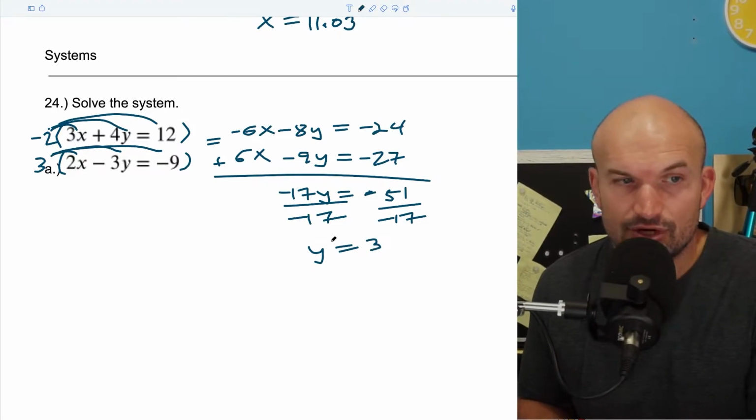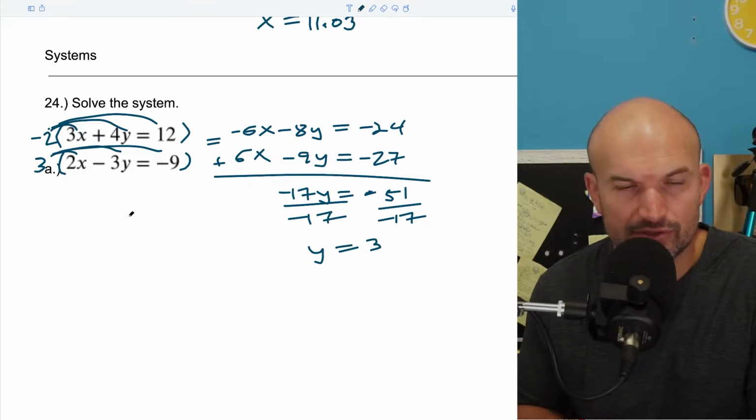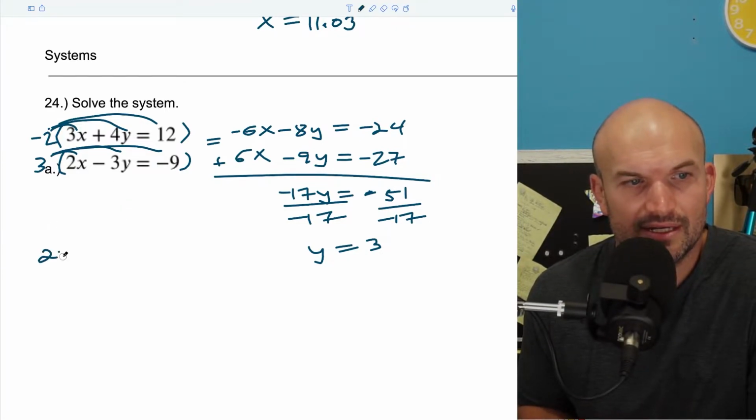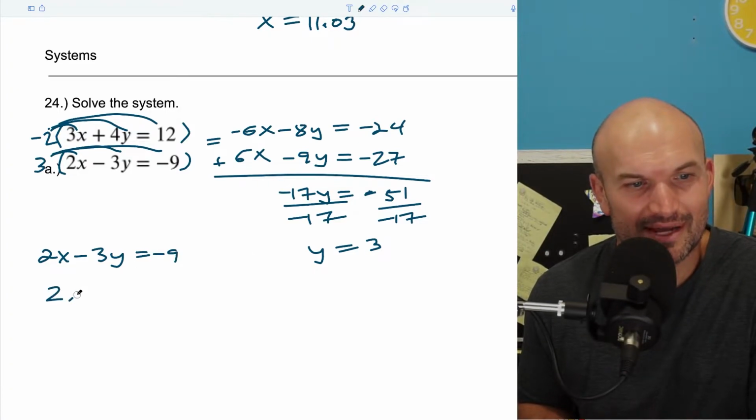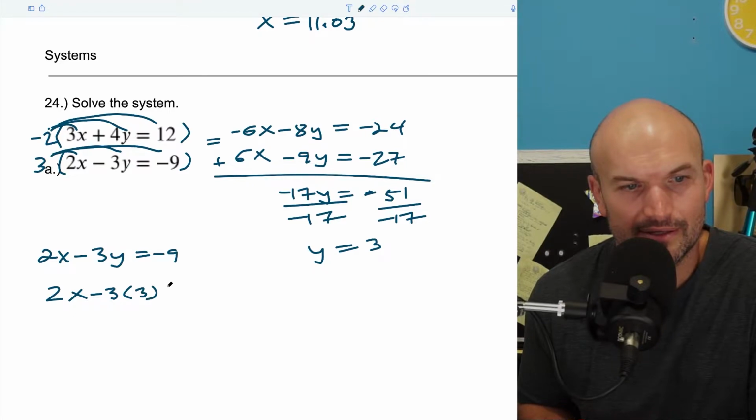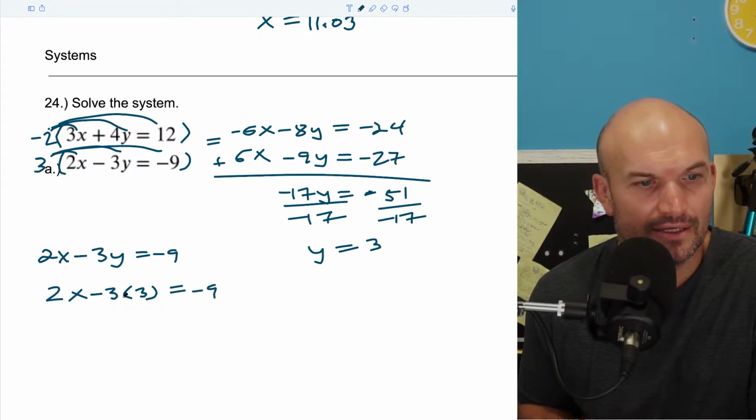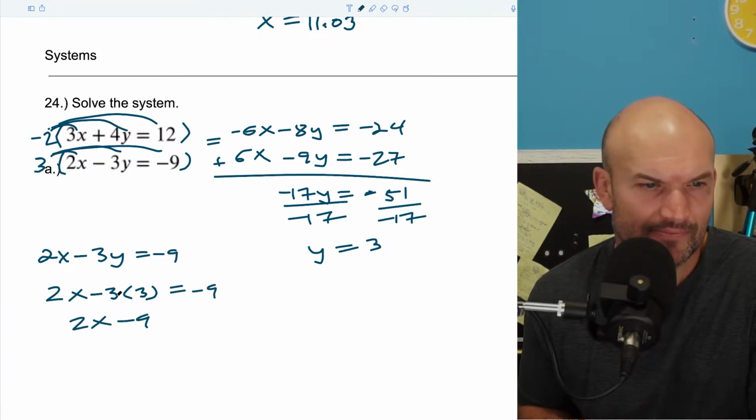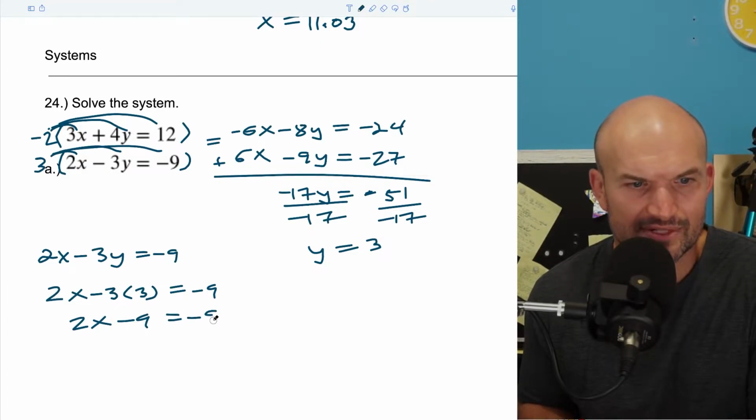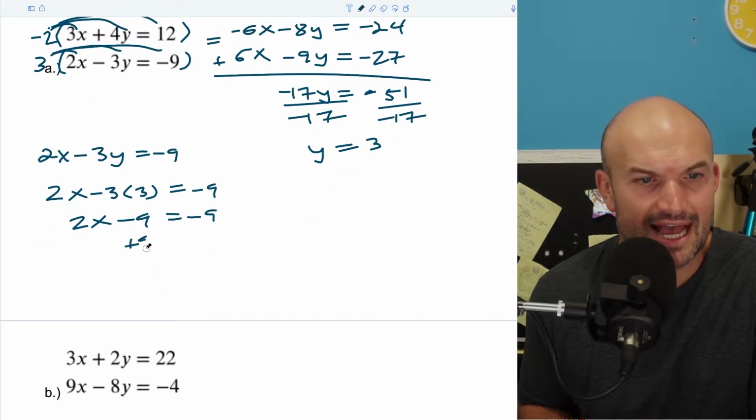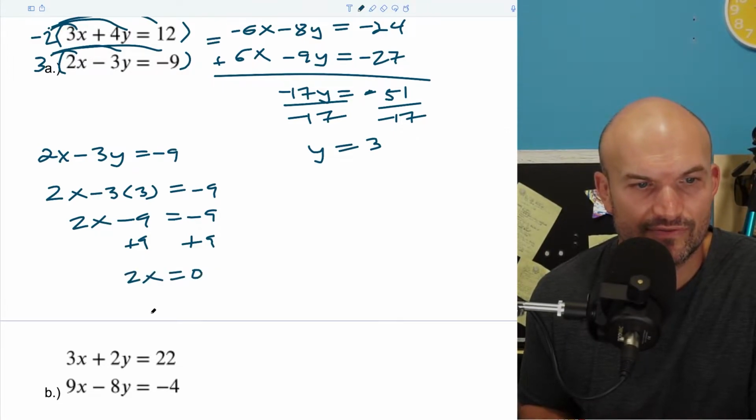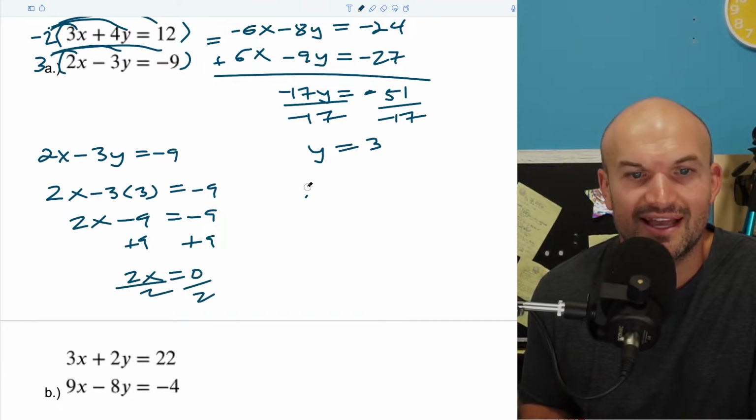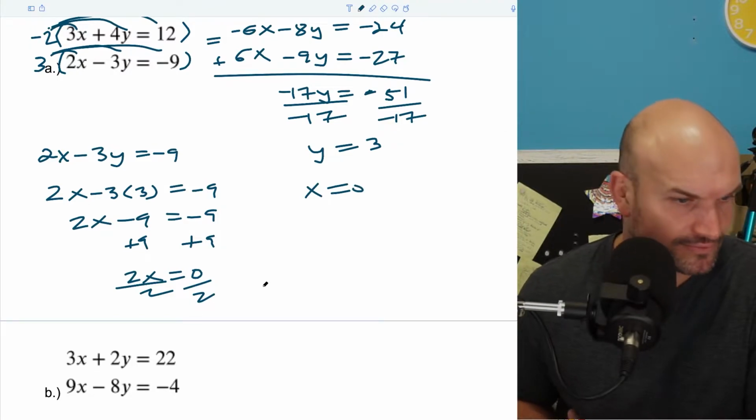Now I just need to go ahead and solve for x. So remember, just plug it back into one of those equations. It doesn't matter which one you do it in. I'll just choose the bottom equation. So therefore I have 2x minus 3 times 3 equals -9, right? So that's 2x minus 9 equals -9. And then I'll just add 9 to both sides. 2x equals 0. So therefore divide by 2, x is also going to equal 0.